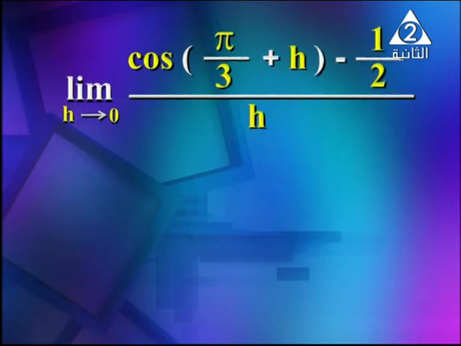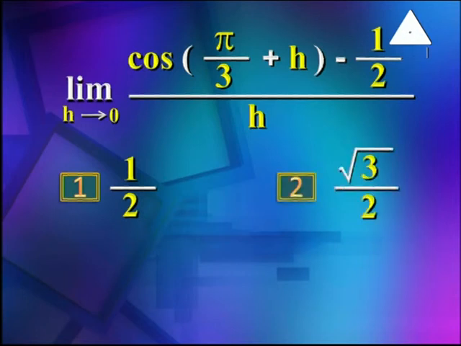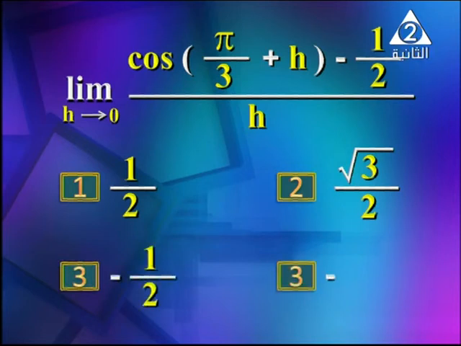My dear student, look at this limit: the limit as h tends to 0 of cosine of pi over 3 plus h, minus 1 over 2, all over h. What is the value of this limit? Is it 1 over 2, root 3 over 2, negative 1 over 2, or negative root 3 over 2?